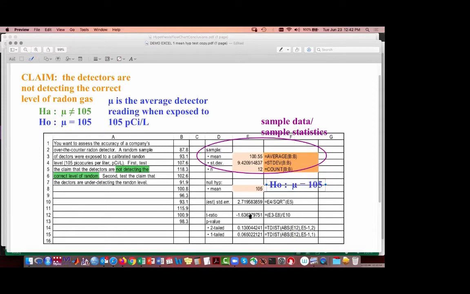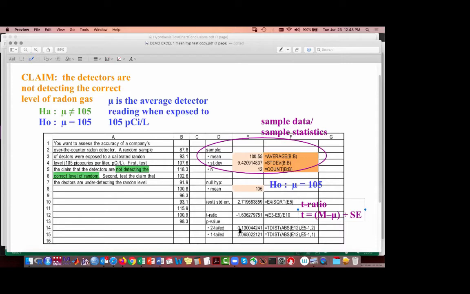The t ratio that we have here: we have the standard error calculated here, and here we have the sample mean minus the population mean divided by the standard error. So again, this is just the t ratio. The t ratio is t equals the mean from the sample minus the mean from the population divided by the standard error. And then last but not least, what we see here is a p-value of 0.13 and change.